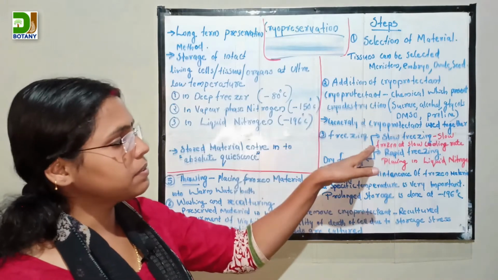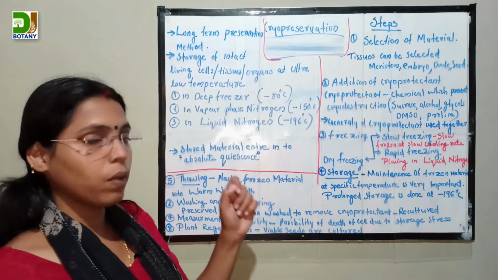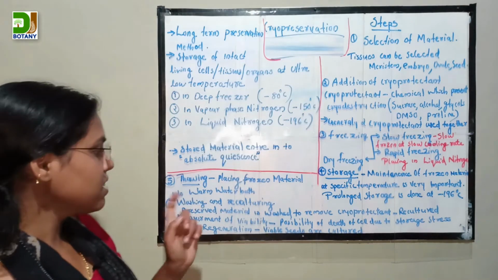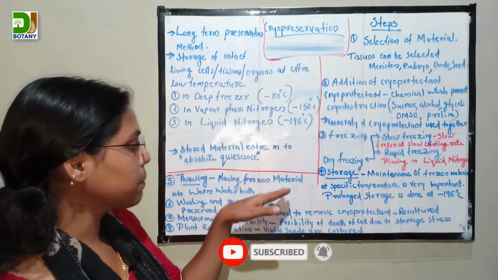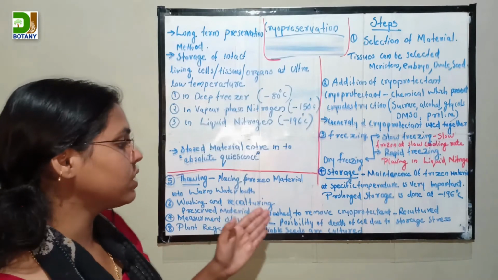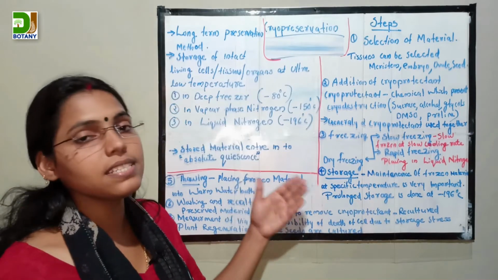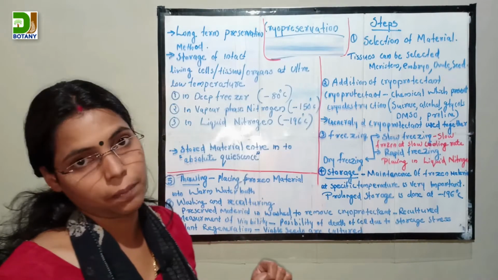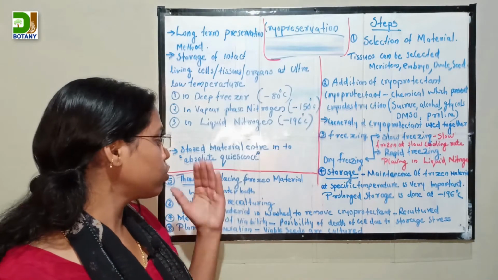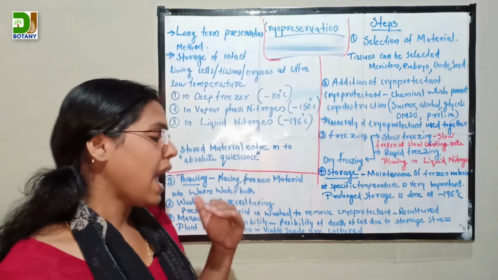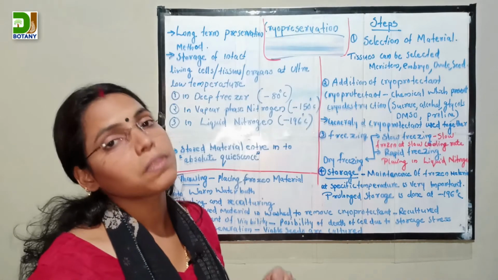Okay, so the frozen material becomes more activated, or biologically activated. The next step is washing and reculturing. The thawed substance is washed with distilled water to remove the cryoprotectant, and it is recultured in a specific medium. So this is the sixth step: the thawed material is washed to remove all the cryoprotectant and recultured in a specific medium.